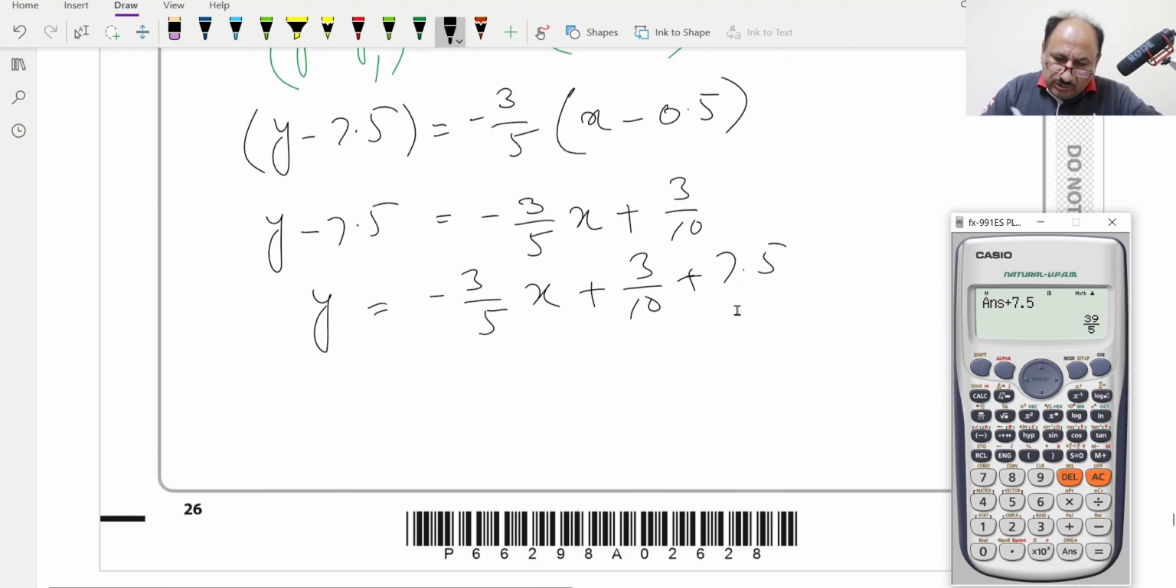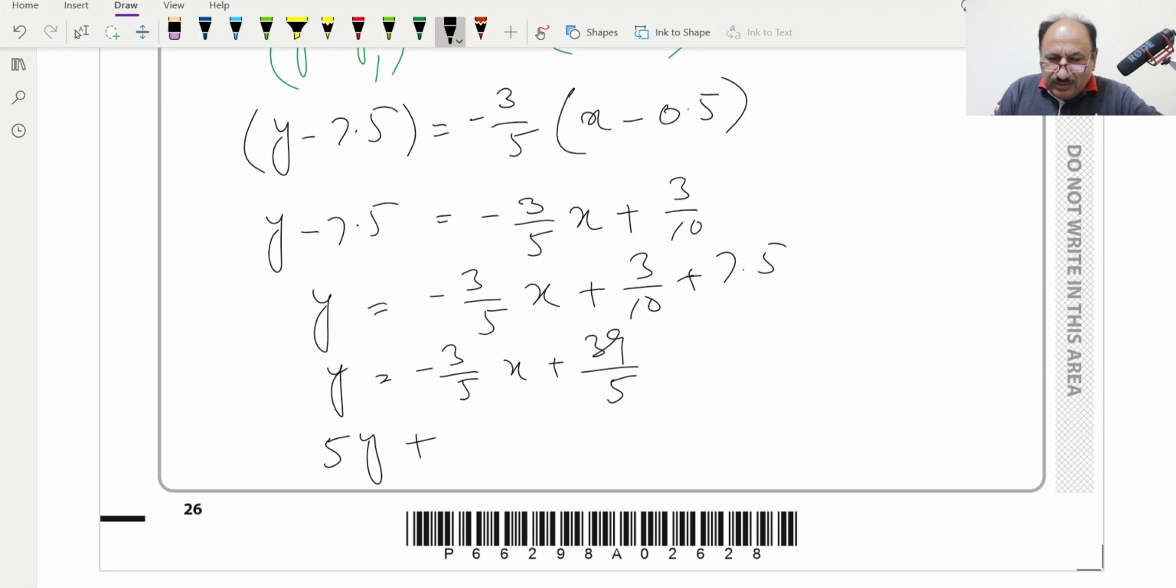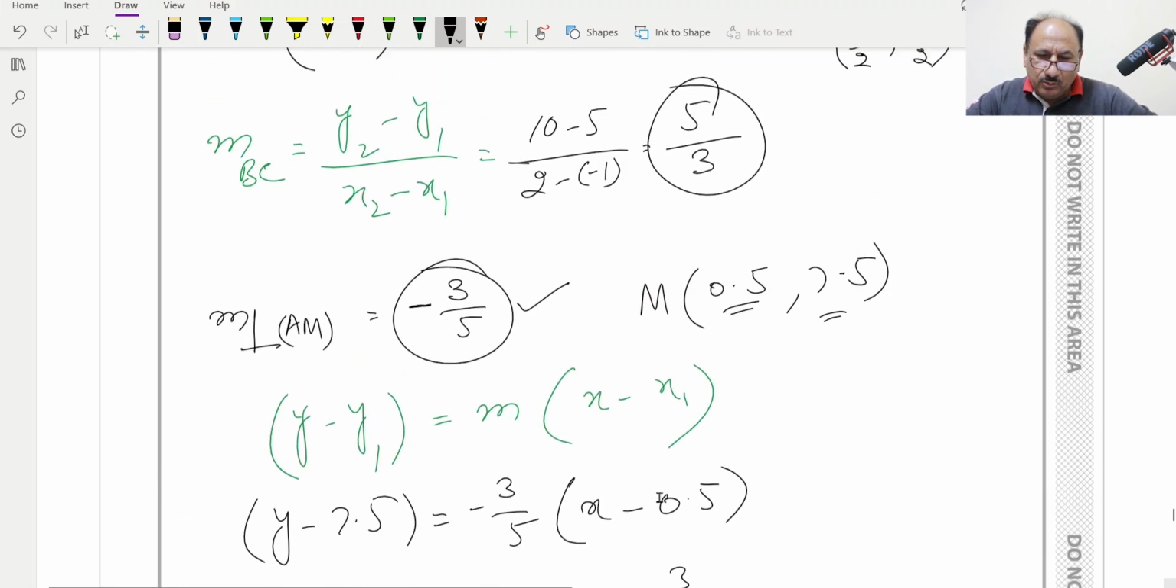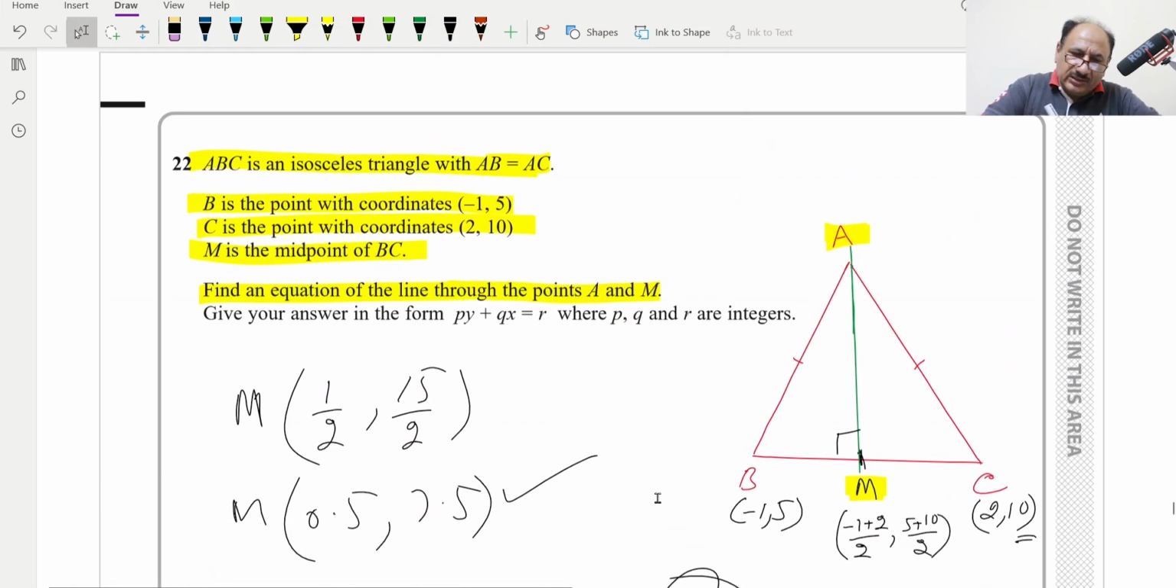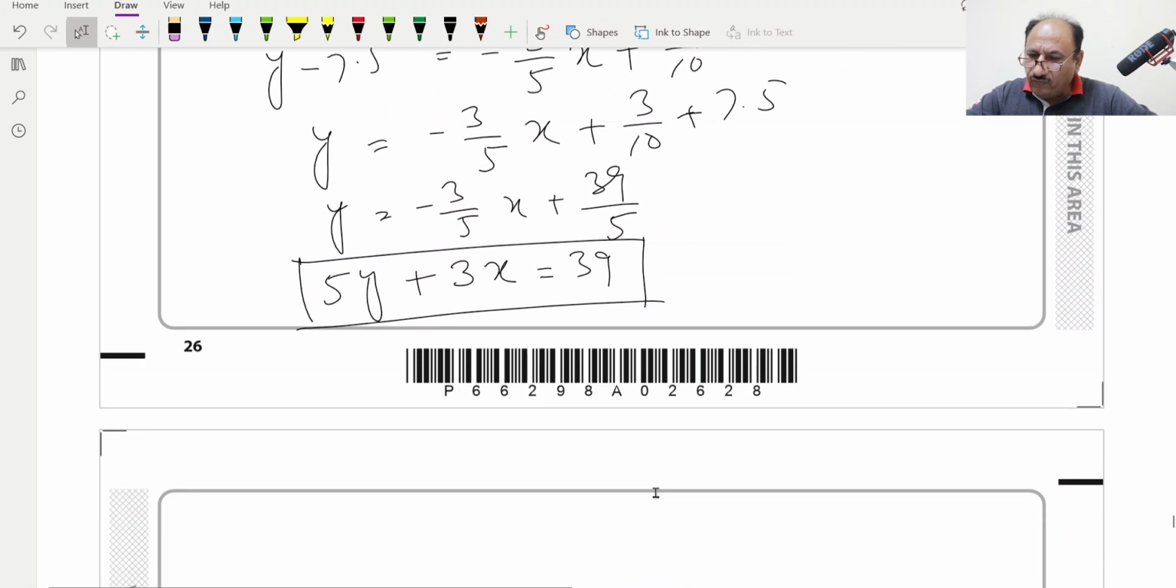So our equation will become y is equal to minus 3 over 5x plus 39 over 5. Now we can multiply everything by 5. So 5y, and x we will shift to the other side, so plus 3x is equal to 39. This will be the final equation which they are looking for, where they are saying give your answer in this format, px plus qy equals r, where p, q and r are integers. So these are all integers, no fraction.